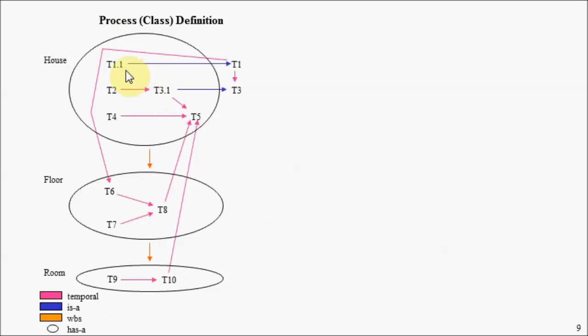Notice that here we have a task called T1.1, which is a specialization of a more general task called T1. Similarly, we have task 3.1, which is a specialization of a more general task called T3. And we have this temporal relationship between these general tasks here. Notice also that we have temporal relationships between tasks that cross entity boundaries here.